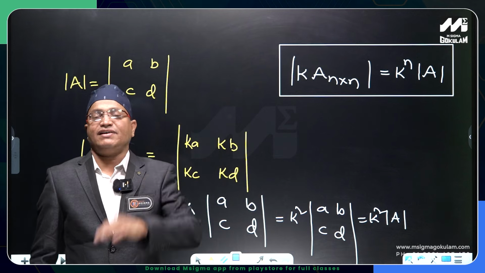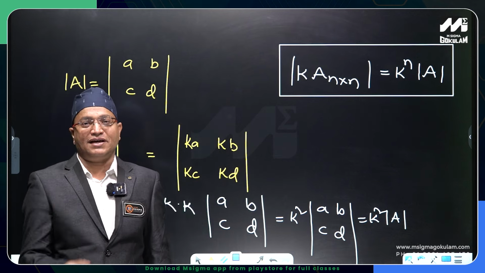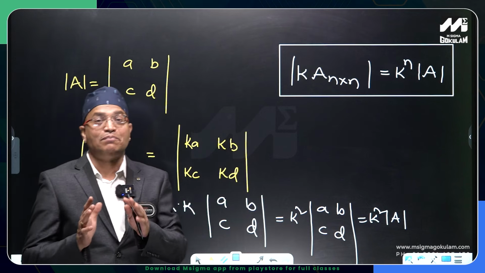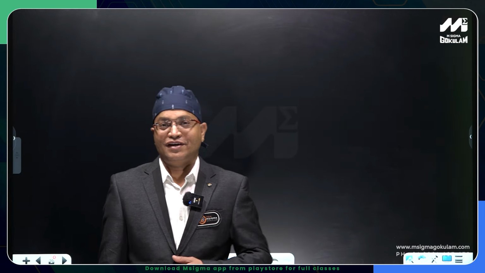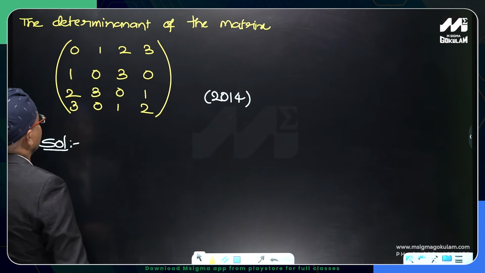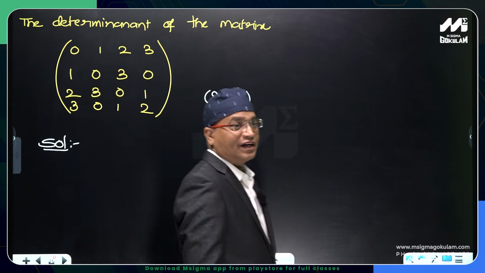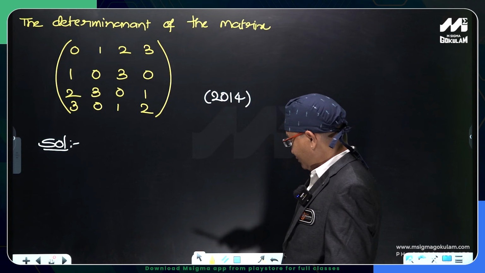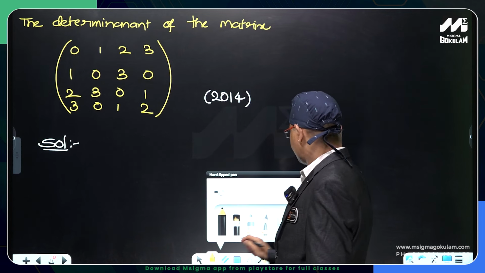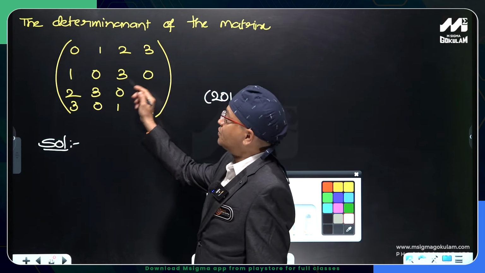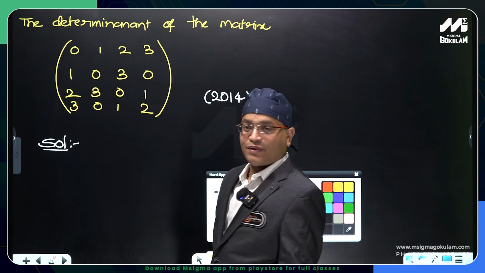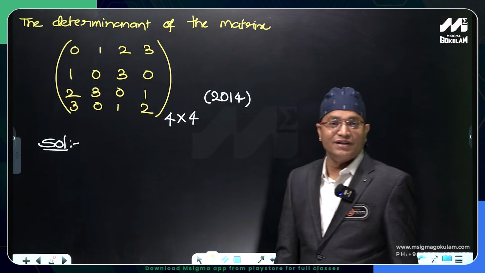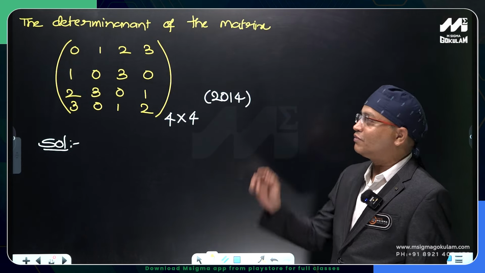So, these are all very, very useful. Till the end of the chapter, almost in every problem, we can come across these applications. See the next problem. What is the determinant of this matrix? You observe a 4 by 4 matrix is given: 0, 1, 2, 3, 1, 0, 3, 0, 2, 3, 0, 1, 3, 0, 1, 2. Its order is 4 by 4. It was given in 2014 for 2 marks, fill in the blanks.